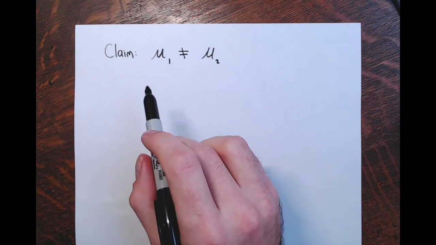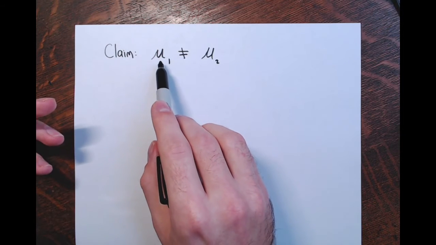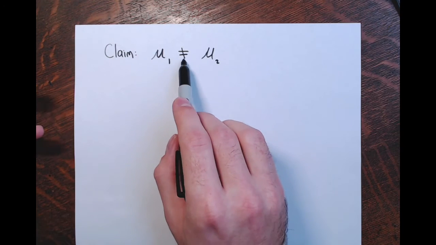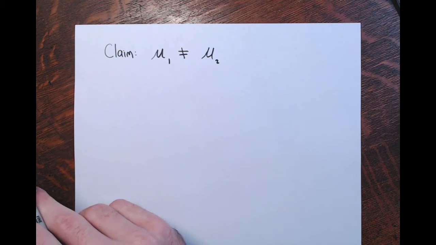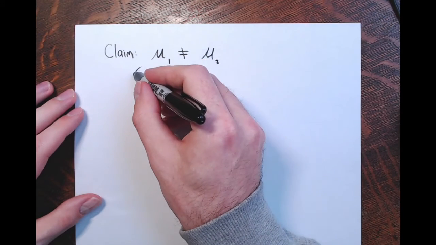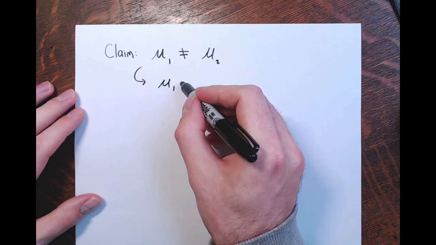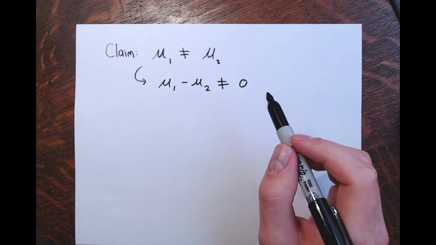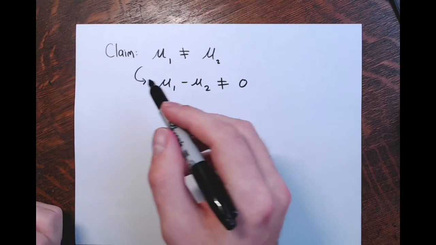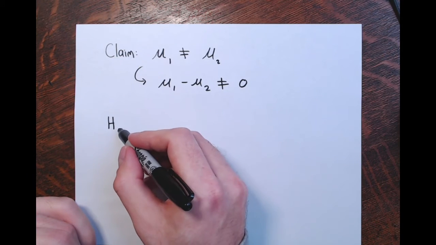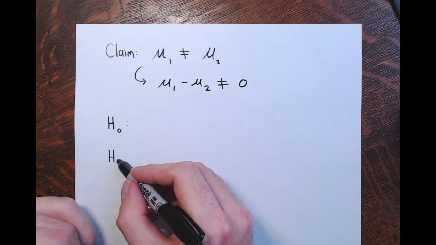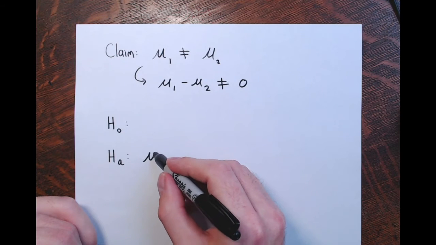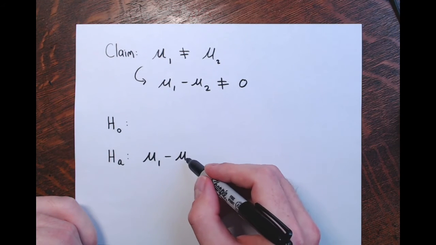So this is the claim, the thing being tested, that the average age of the artifacts in set A is different from the average age of the artifacts in set B. An alternate way of saying this is that mu1 minus mu2 is not 0. And once a claim is set up, you can then also set up your hypotheses. Now this does not involve equals, so this is going to be represented by the alternative hypothesis.